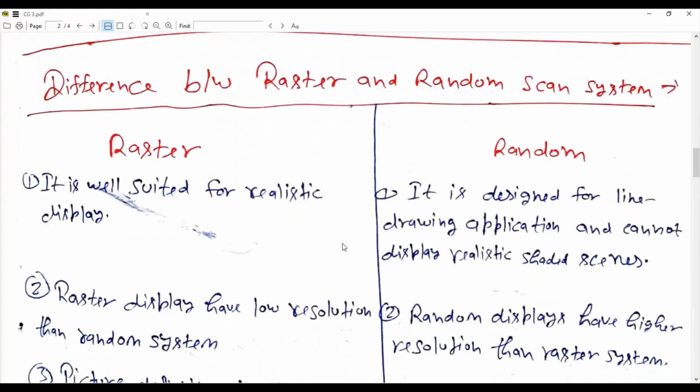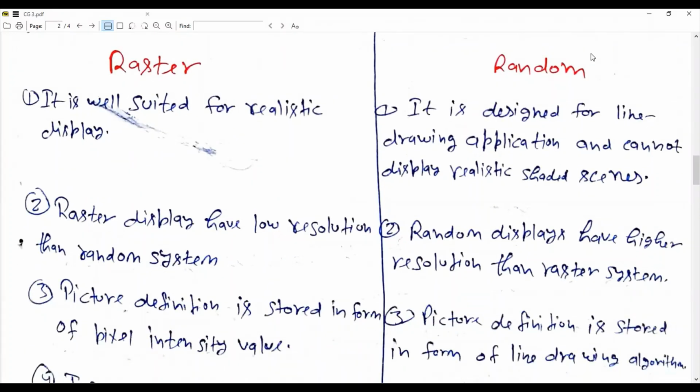Now there is an important topic also: the difference between raster and random scan systems. What are the differences between these two? The raster scan system is well suited for realistic display. The random scan system is designed for line drawing applications and cannot display realistic shaded scenes. Raster displays have lower resolution than random systems. Random displays have higher resolution than raster systems.